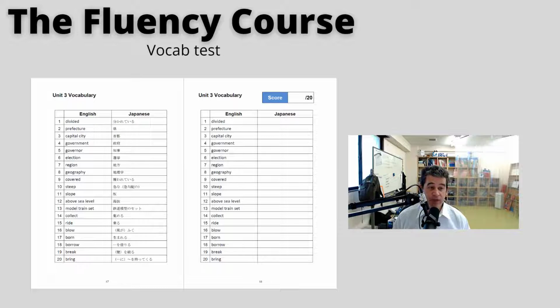So we'll read and repeat the English. And then we'll turn to the test and give the students about 2 minutes to try and write the Japanese for each item.